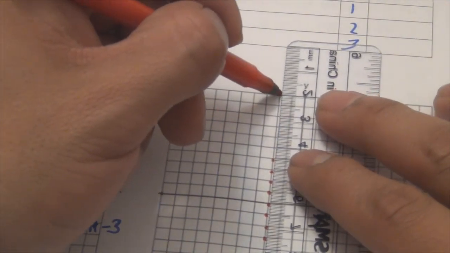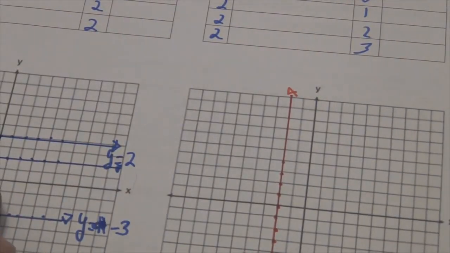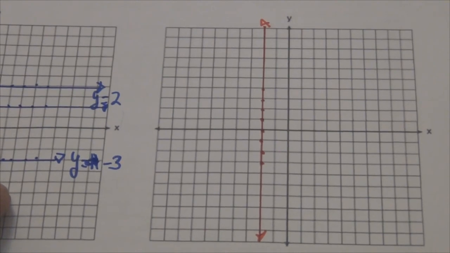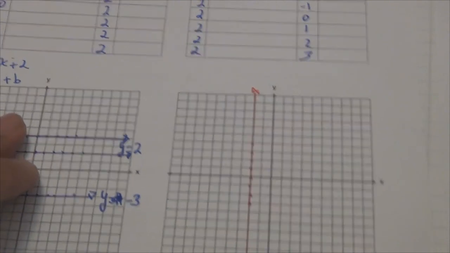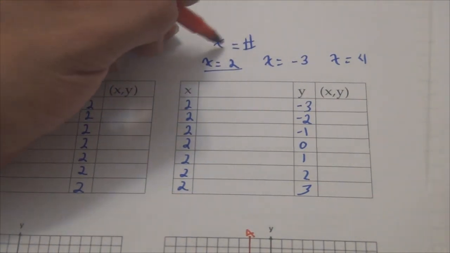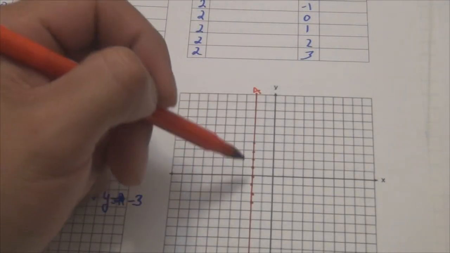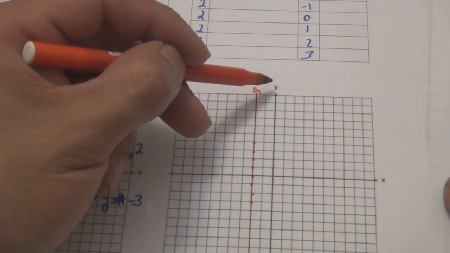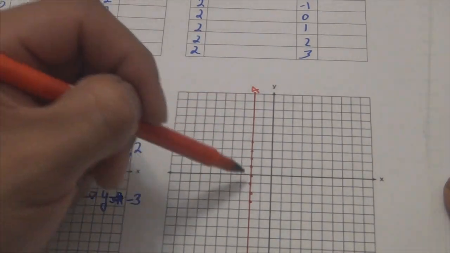The equation of x equal to a number, okay, it's a vertical line. So now that you understand that concept, x equal to a number like 2, it's a horizontal line that goes through, okay, not horizontal line, a vertical line parallel to the y-axis that goes through all the points where x is 2.